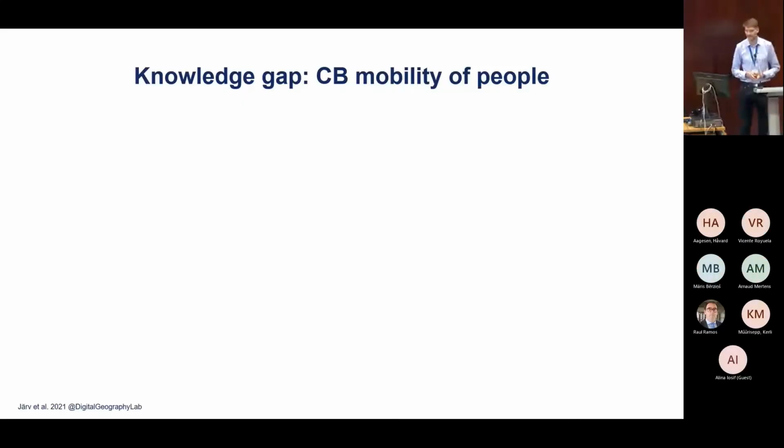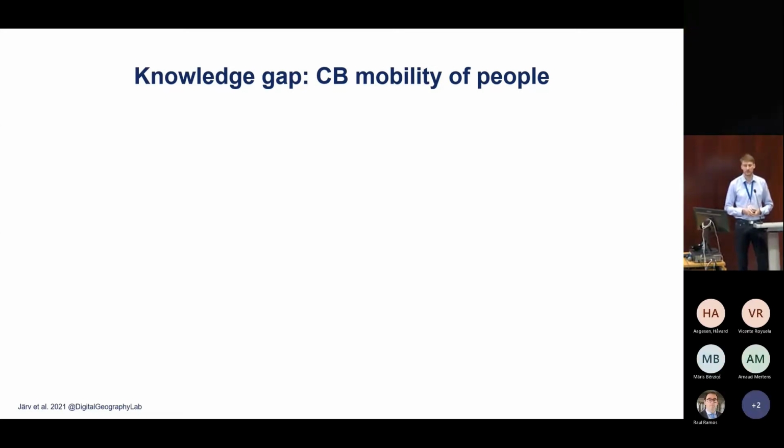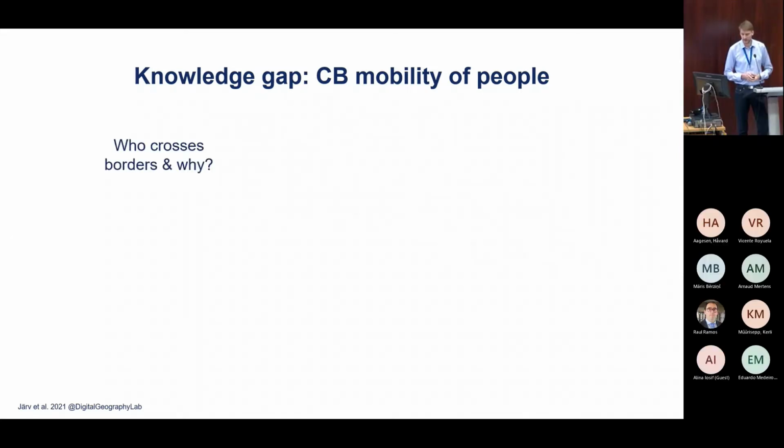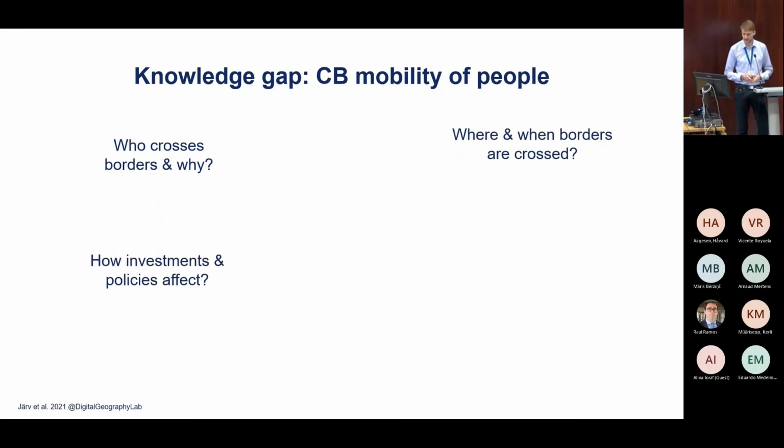So I think here is a bit of a knowledge gap that we could try to mitigate. Thinking about cross-border mobility of people for the regions, then questions arise: who are crossing, where and when are they crossing, how different incentives, investments or policies actually affect the way people interact, and how social disruptions like COVID influence the way people interact across country borders.